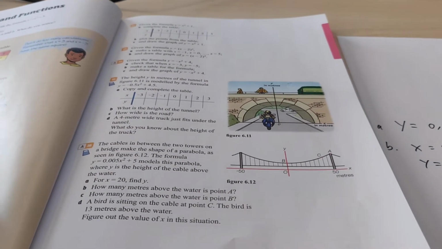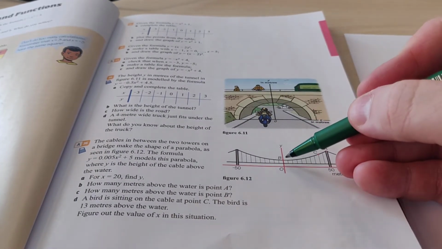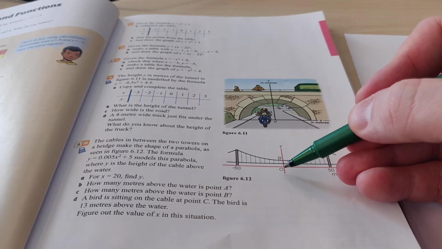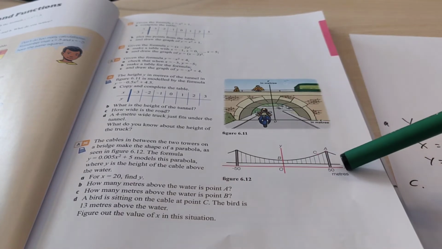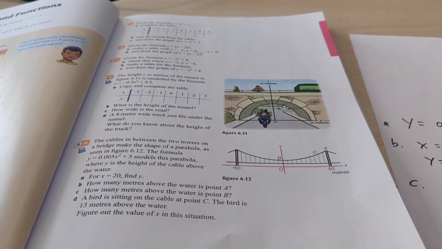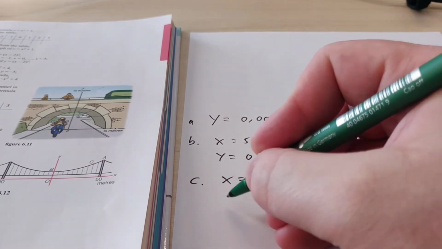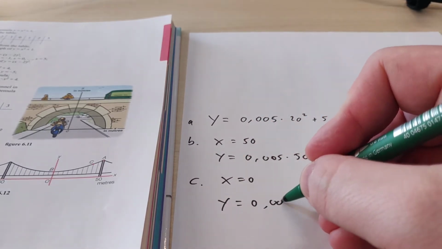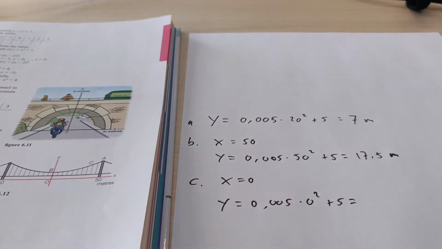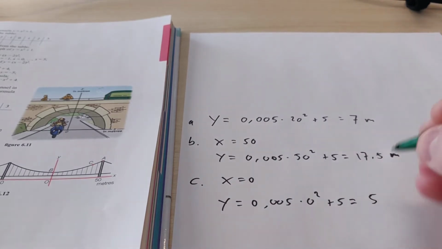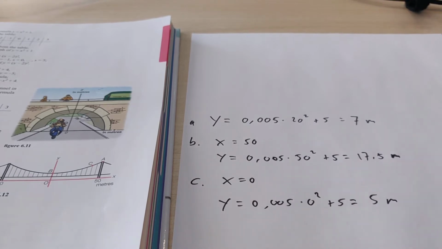Okay. Question C. How many meters above the water is point B? Now point B is over here, right? You can see that the x is 0 there, right? Because here the x is positive, here the x is negative, and on the y-axis the x is 0. So I know that the x is 0, so then we have to do 0.005 times 0 squared, and then plus 5, which will just be 5 because this whole thing will be 0. So B is 5 meters above the water.